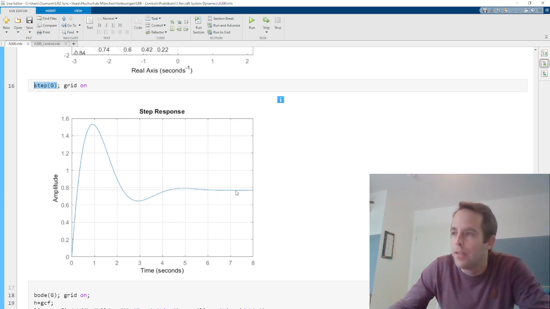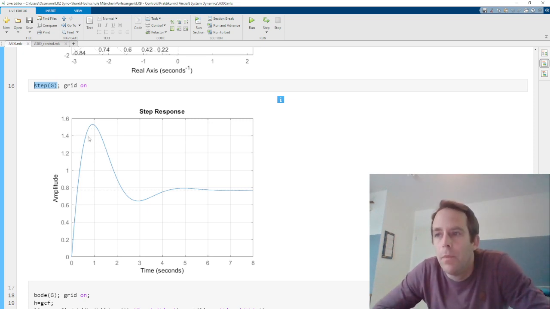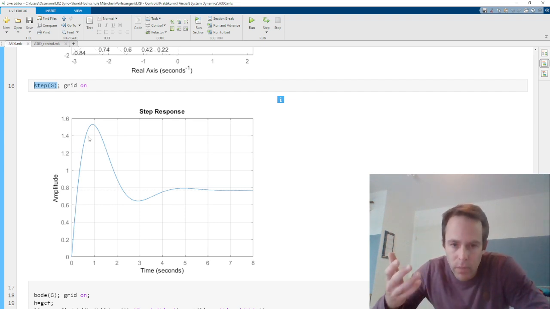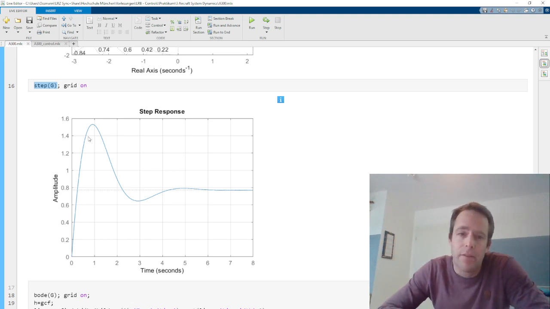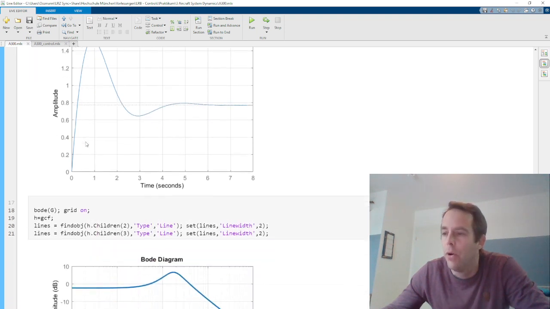We are getting to this final value, which is close to our steady state gain, which was 0.77. What you see here is a huge overshoot, which, if you compare it with your damping, is a little bit more than you would encounter. This is because the zero also plays a role in this response.